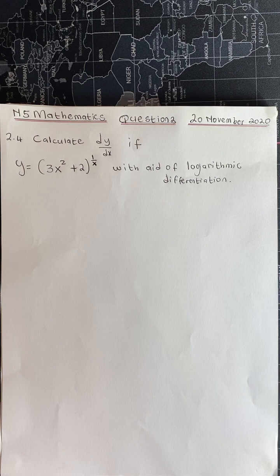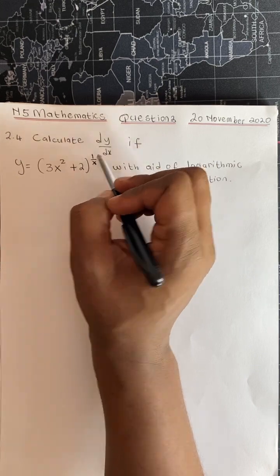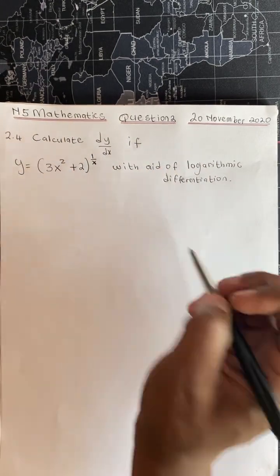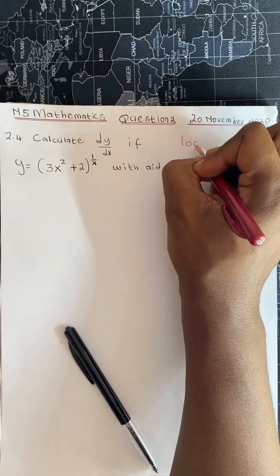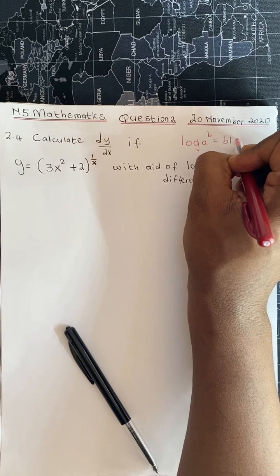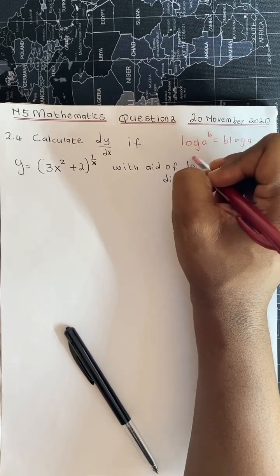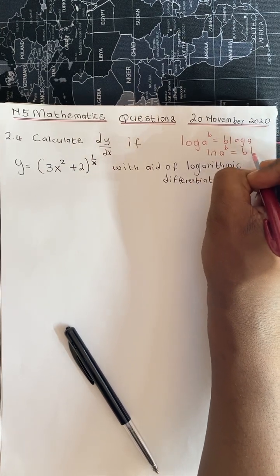Question 2.4, we have to calculate dy over dx if y is equal to 3x squared plus 2, all of which will be raised to the power 1 over x, with the aid of logarithmic differentiation. We have to remove that exponent 1 over x and put it as a base, and in order for us to do that, we have to introduce our logarithmic laws. If we had log of a raised to the power b, this would be b log a, but let's work with ln. So ln of a raised to the power b is equal to b ln a.